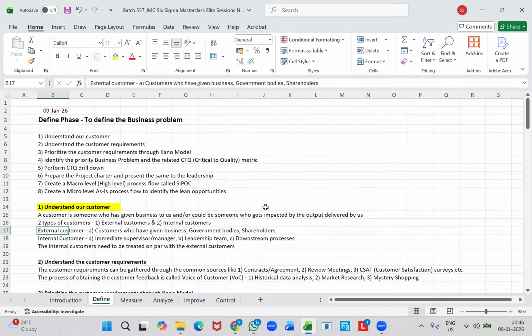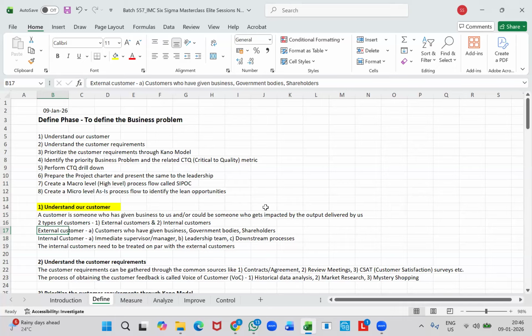So, the government bodies are the ones which would be formulating the rules and guidelines for the organization to perform. So, obviously, the output delivered by the organization should be in line with the local laws of the government. That is very, very important, right? So the government bodies also would get impacted by the output delivered by that organization. So from that perspective, the local government bodies need to be treated as a part of our external customer group.